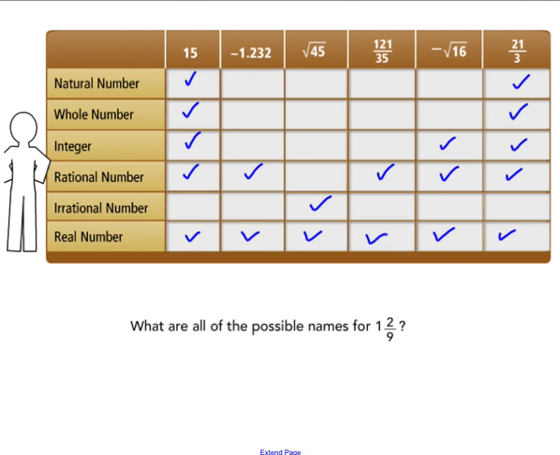So what are all the possible names for 1 and 2/9? Well, it can be real. We should know that right away. It is a fraction, so it is rational. And those are all we know about that number. It is not an integer, okay, because it's not a negative nice number, 0, or a positive nice number. It is not a whole number. It's not 0, 1, 2, 3, 4, 5, and it's not a natural number. Okay, if it's not an integer, it can't be a whole number or natural number either. And that is section 1, 2.